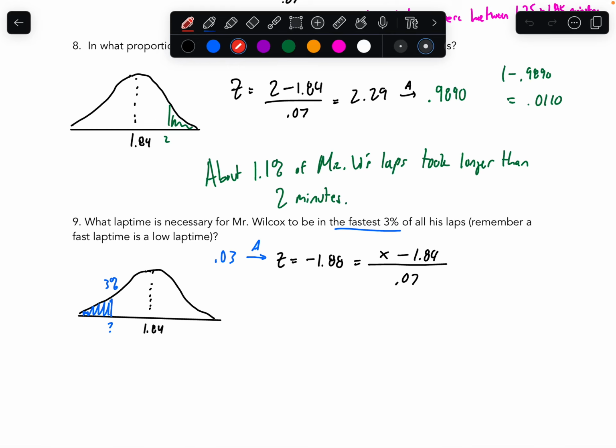Hey there, I was just about to finish this last problem before I get interrupted, but we're going to go ahead and solve for x here. So I'm going to multiply both sides by 0.07.